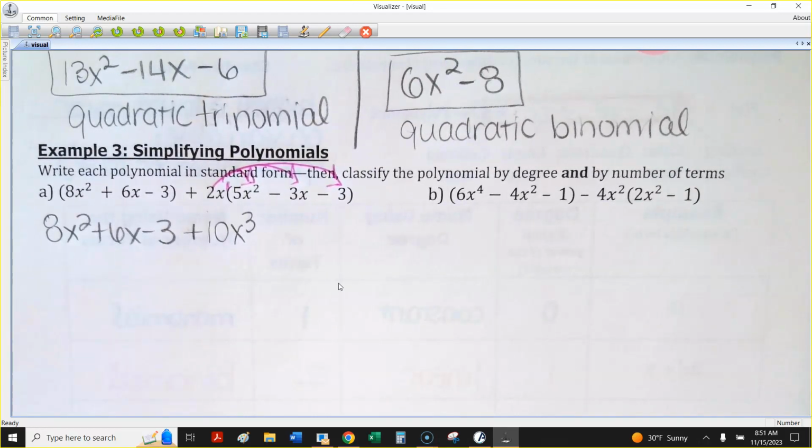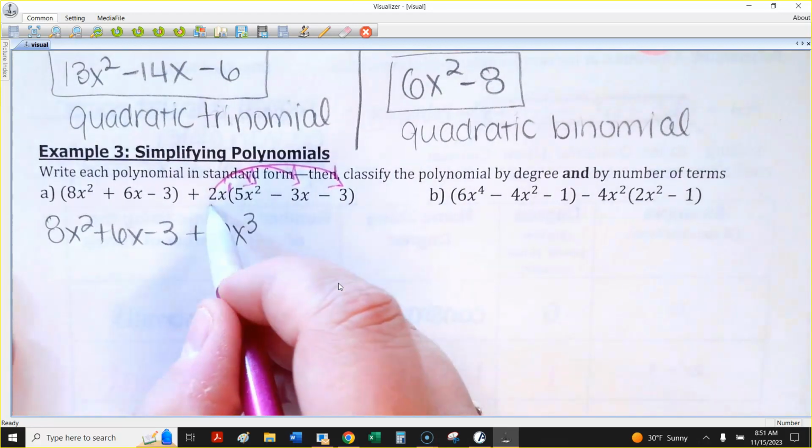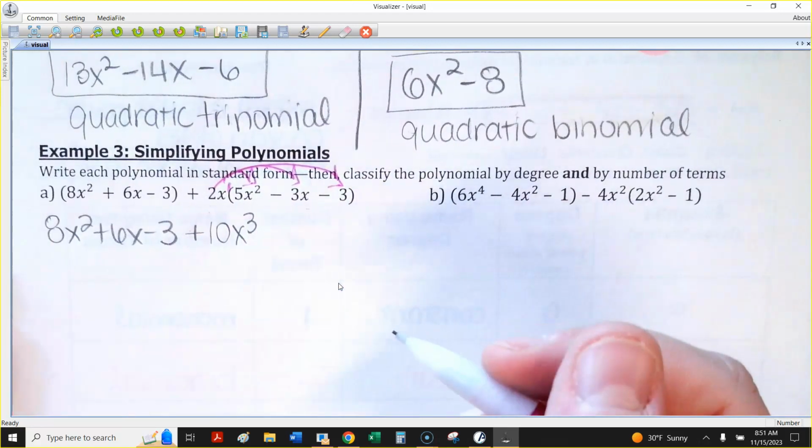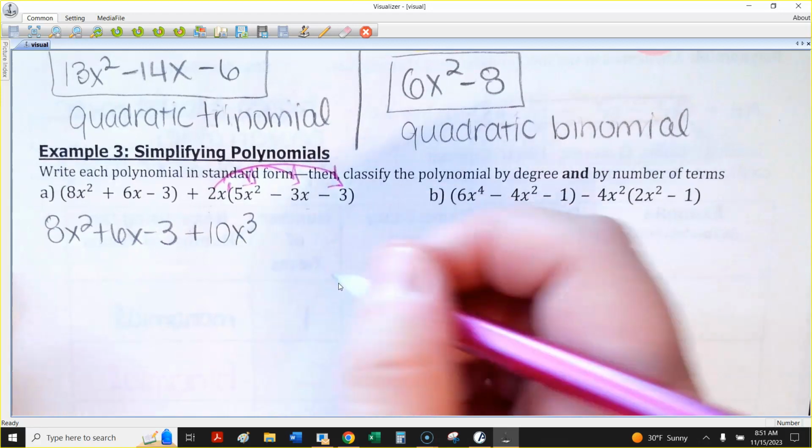What am I going to get if I do 2x times -3x? Like, what would that turn into? 2x times -3x.